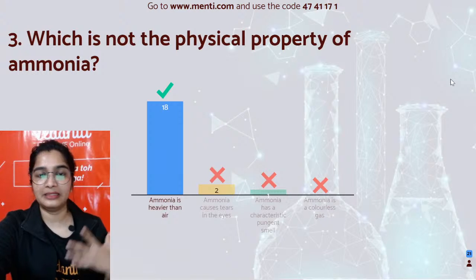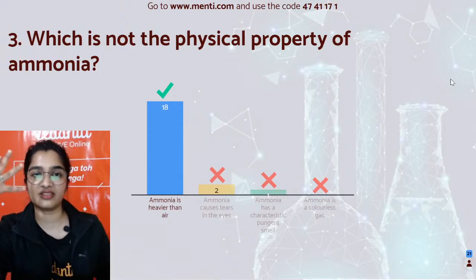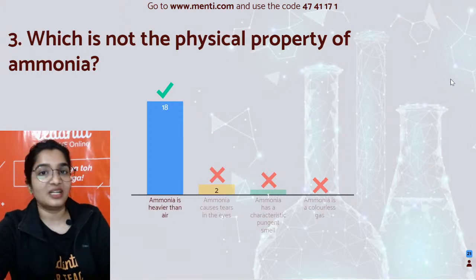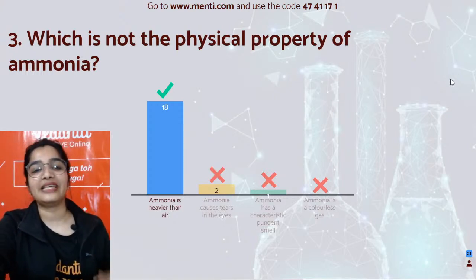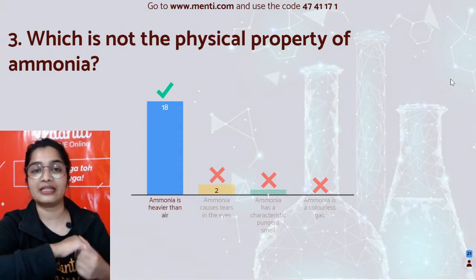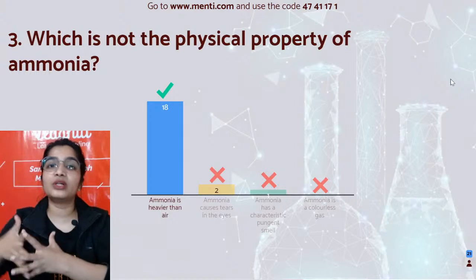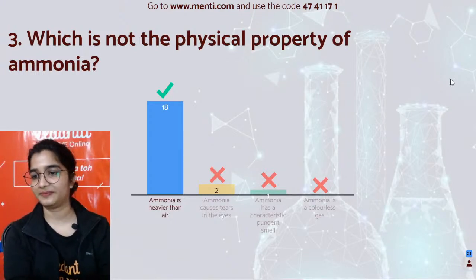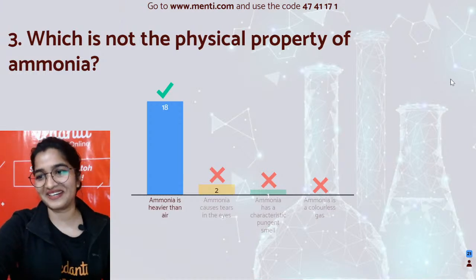So ammonia brings tears to the eyes, not because you are happy or sad, that's just how it is. And ammonia is heavier than air is wrong. It is lighter than air. That is the reason we use the downward displacement of air to collect ammonia, right?